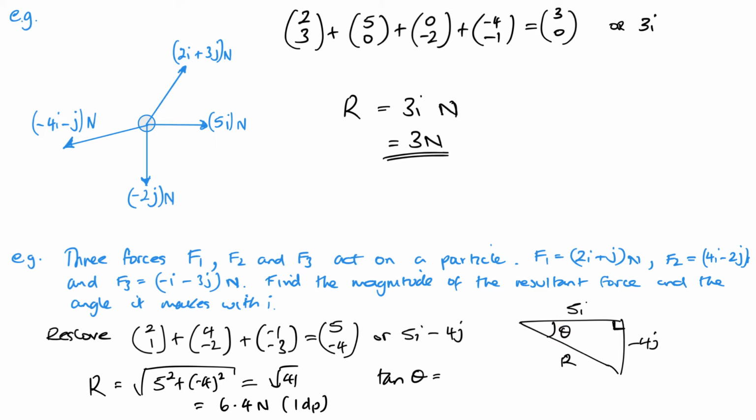So this means tan theta is equal to 4/5. Therefore, theta is 38.7 degrees. Now this is to 3 significant figures.